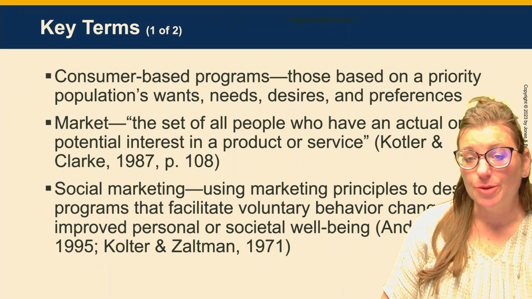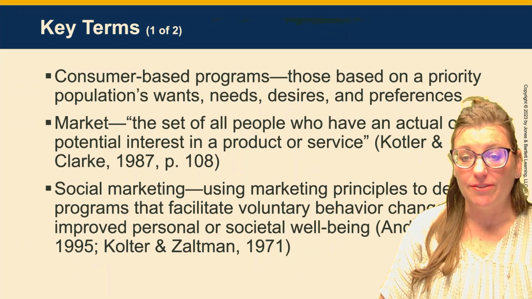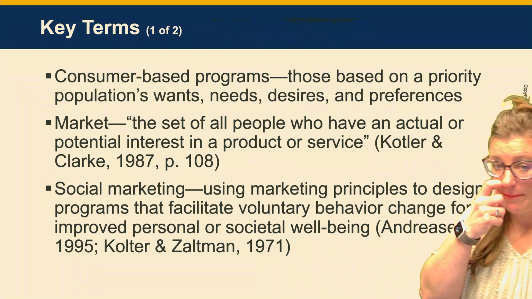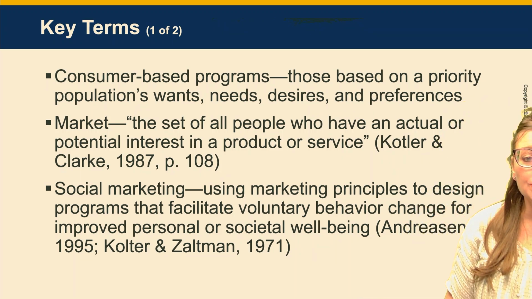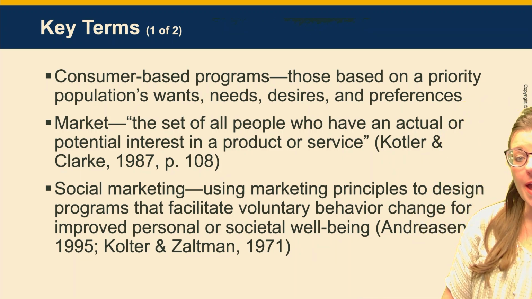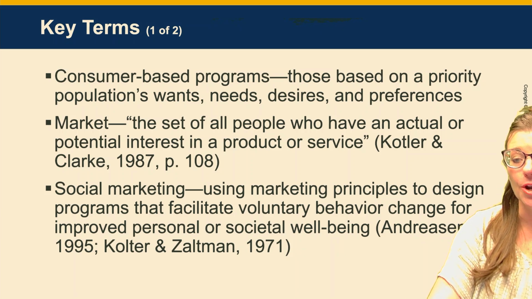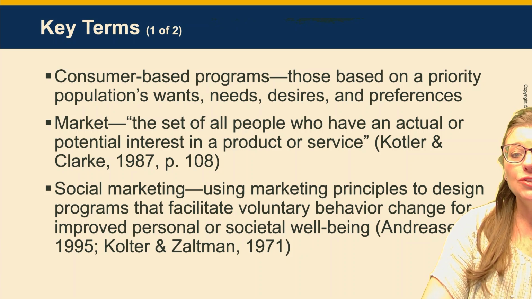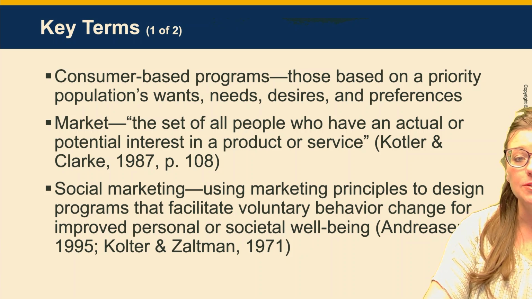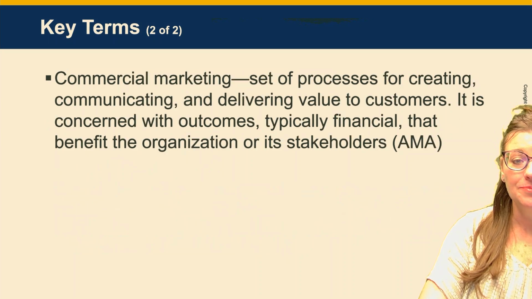The first key terms are important because they signal a shift in how we think about programming. They are consumer-based programs that are driven by the priority population rather than by what planners think should work. Social marketing specifically uses marketing tools to encourage voluntary behavior change. So the goal isn't selling a product, but supporting healthier choices.